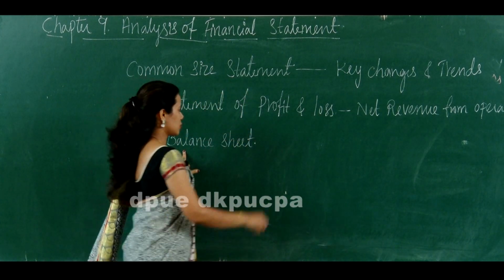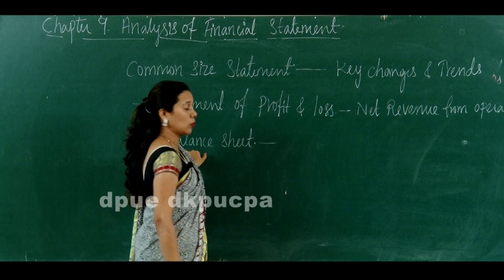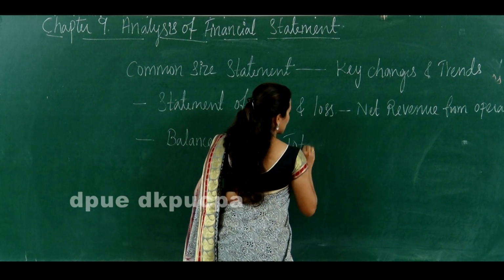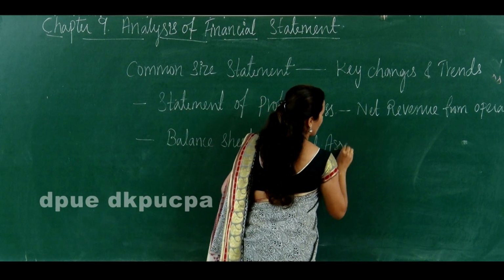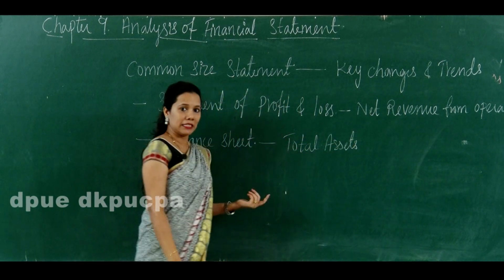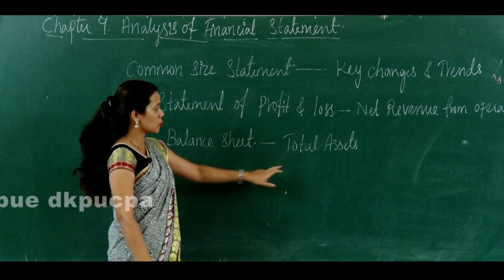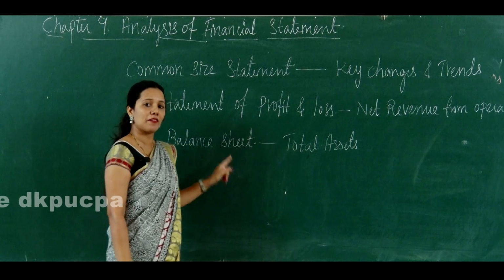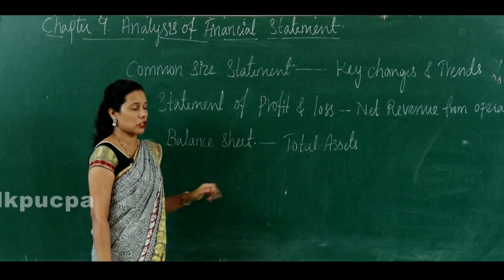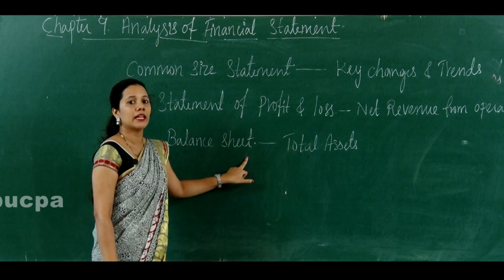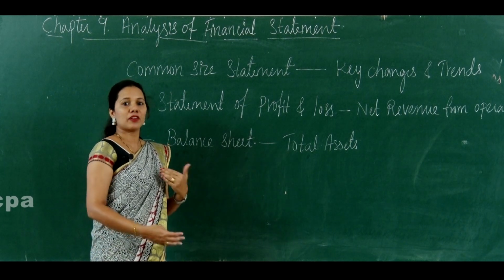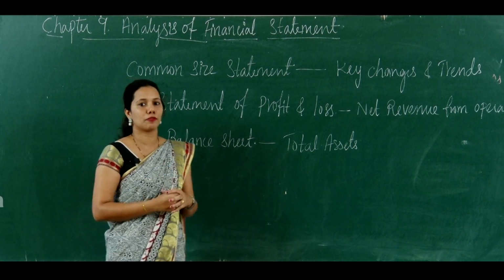Similarly, when you are preparing the balance sheet, we take total assets, or you can also take total liabilities, as a base, and based on this we convert each and every financial item recorded in the balance sheet into percentage. Then we are comparing a company's performance.